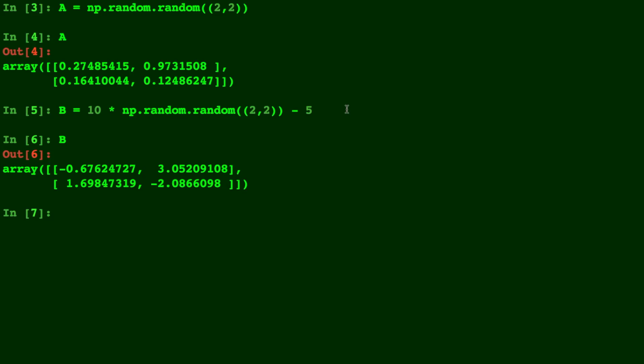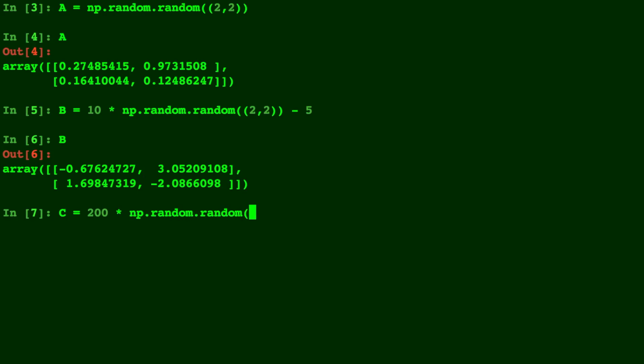So here are the entries between negative 5 and 5. If you think of it in this way, the max number it could be is 10 times 1, which is 10, minus 5, which is 5. And then the min number it can be is 10 times 0, which is 0, minus 5, which is negative 5. Hence numbers between 5 and negative 5.